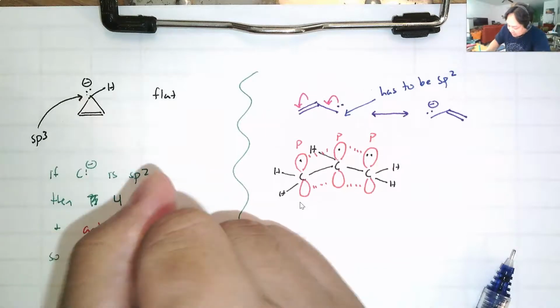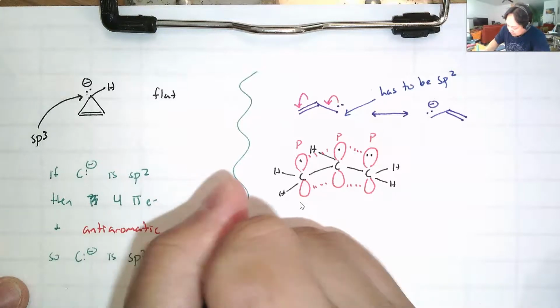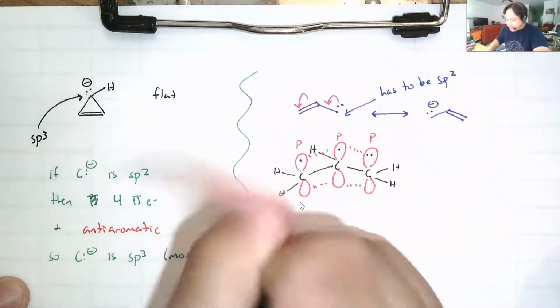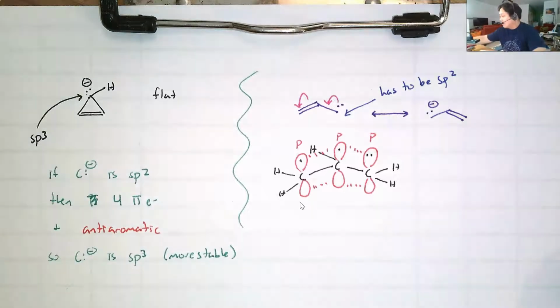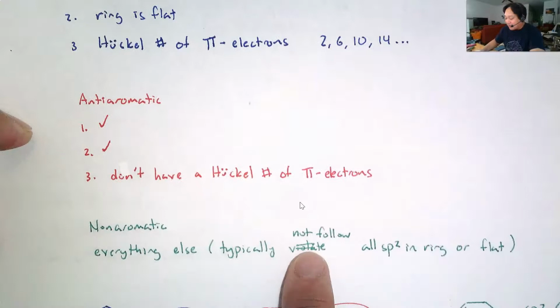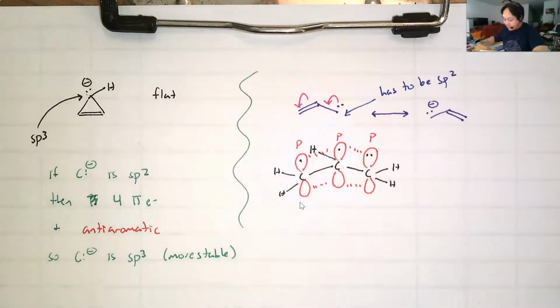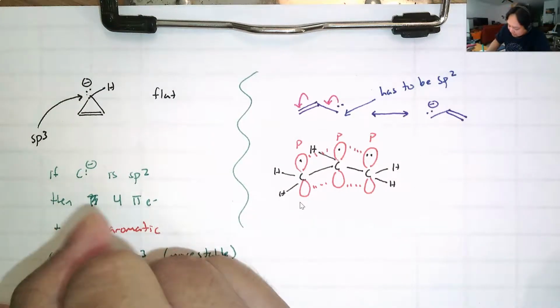It's more stable as sp3. Because now that it's sp3, we violate what rule? Let's not use "violate" again. We don't follow that all the atoms are sp2. Therefore, our final decision in this is non-aromatic.